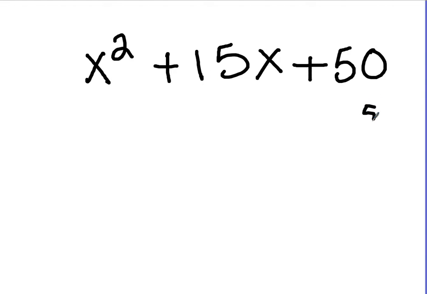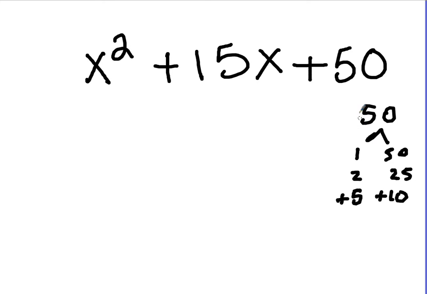It's positive 50. Factors of 50 that add up to 15. So we know 1 and 50. 2 and 25. 10 and 5. Ooh, 10 and 5. Okay, positive 5, positive 10. Multiply to positive 50. Great. And they add up to positive 15.